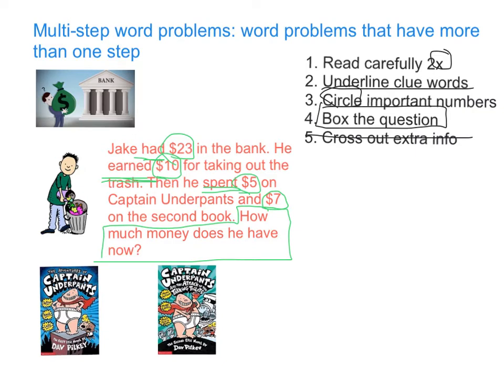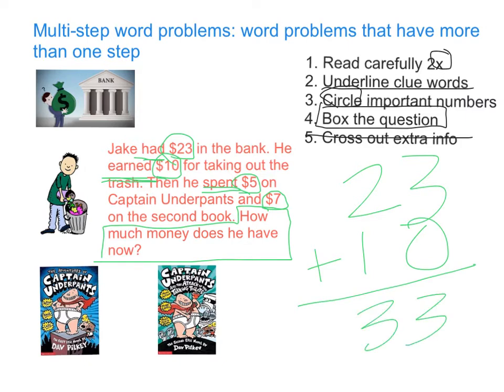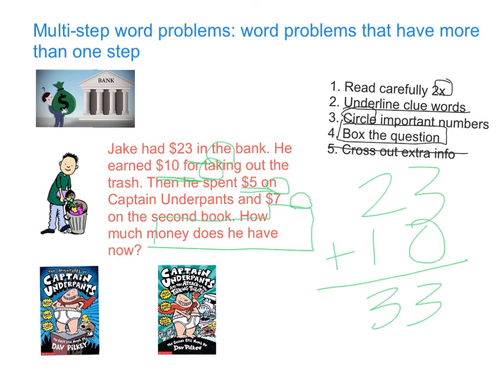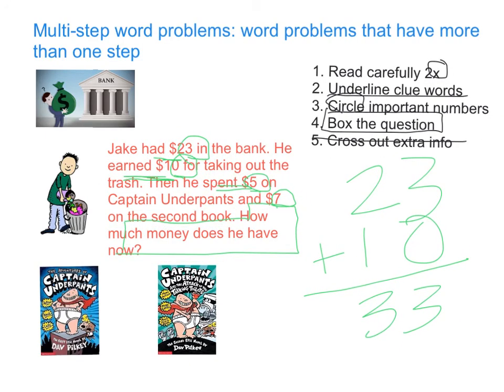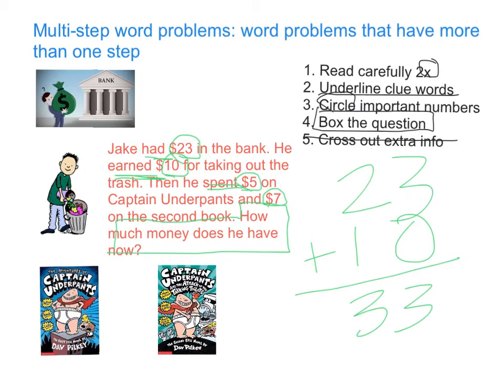So I know he started with $23. And then he earned, so earned is a word that means plus $10. So I add that up, and now he has $33. Now I know that I'm not done though, because he then spent some money. We see that he spent $5 and $7. So he spent that much. So he spent a total of $12. So spent means that he subtracted.